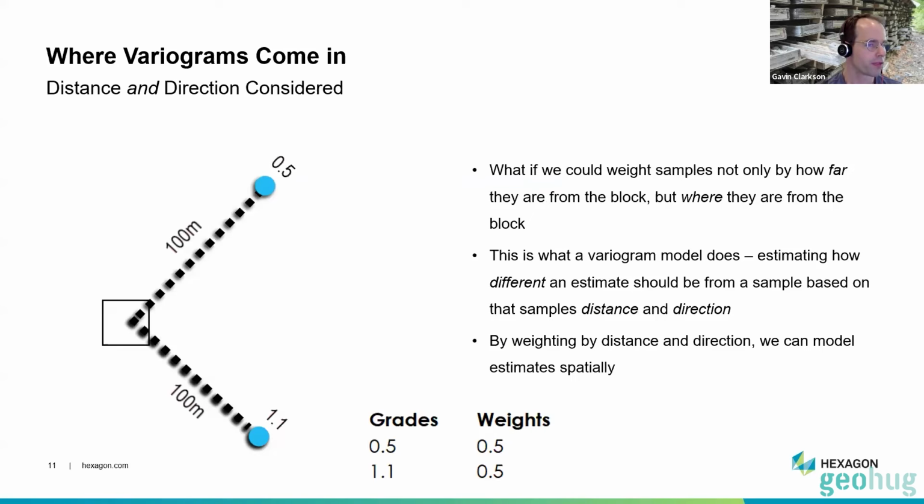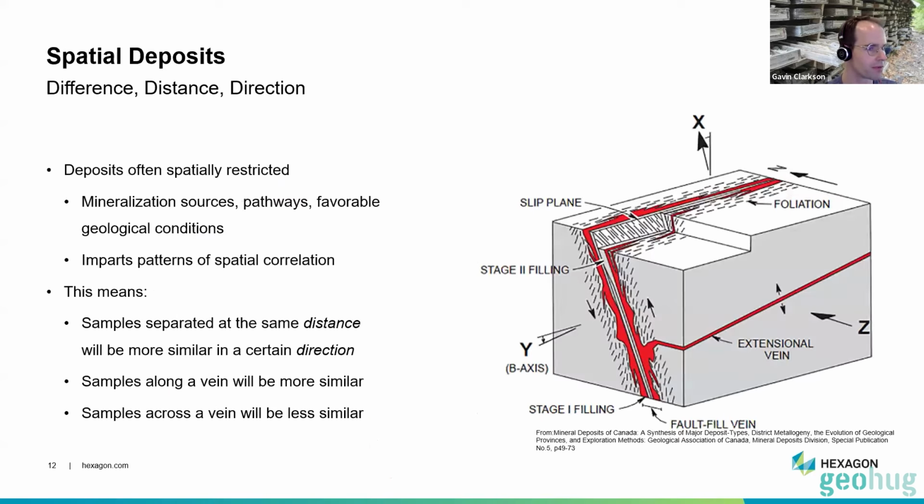So consider if we could weight the samples not only by how far away they are from the block, like the simple inverse distance result, but also where they are. This is essentially what a variogram model does. It's going to tell you how different an estimate should be from a sample based on that sample's distance and direction, not just how far away it is, but also where it is relative to the block. So by weighting distance and direction, we can model these estimates more spatially. We can actually consider where they're landing and weight them based on that.